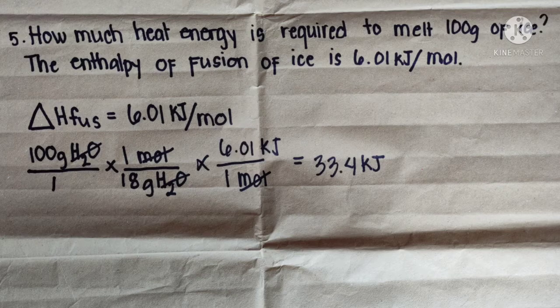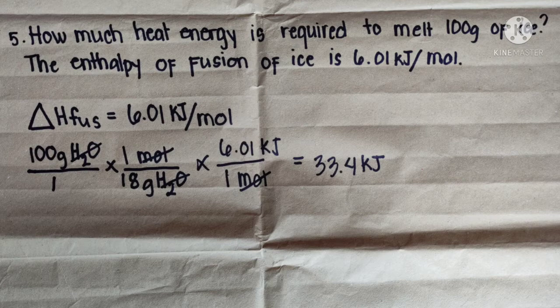Number 5: how much heat energy is required to melt 100 grams of ice? The enthalpy of fusion of ice is 6.1 kilojoules per mole. What does the enthalpy of fusion tell us? That a mole of ice requires 6.1 kilojoules of heat energy to melt. If that's the case, we can use that to calculate how much heat energy is required to melt 100 grams of ice. So starting with 100 grams of ice, which is still H2O, let's convert that to moles.